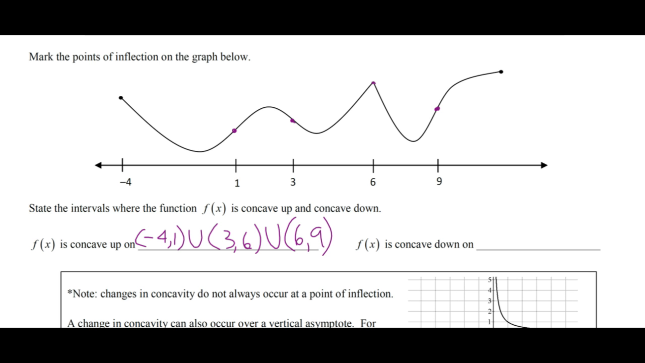And where might it be concave down? Well, probably where it's not concave up. So concave down from 1 to 3. And anywhere else that it is concave down? From 9 to, yeah, wherever, right?